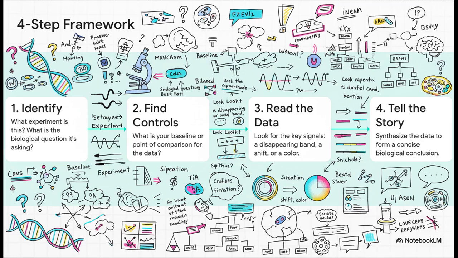Number 1, first, just identify the technique. Ask yourself, what am I looking at? A DNA assay, an EM assay? Number 2, find those controls. I can't say it enough. Number 3, look for the result. Is there a shift, a color change, a missing band? And finally, number 4, tell the story. What does that result mean biologically? Just walk through those steps and you'll nail it.